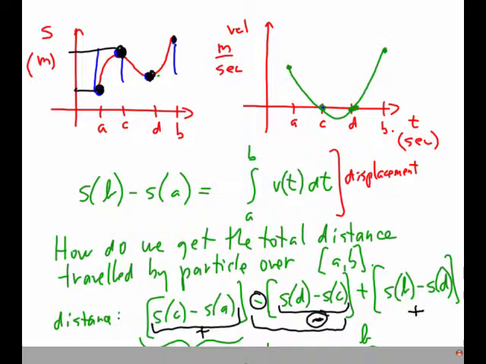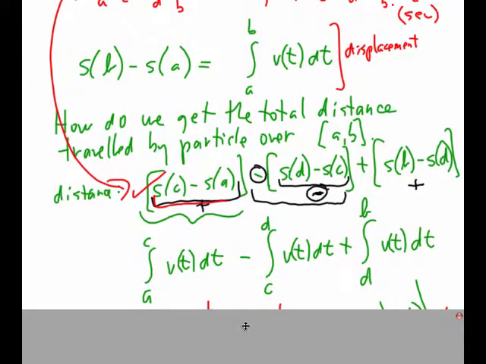We've discussed calculating distance this way from a position graph in the past, but now how does that connect to what I see on my velocity graph? Well, this section is represented by this definite integral, this section by this definite integral, and so on.